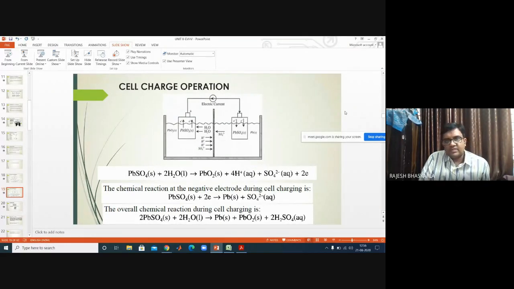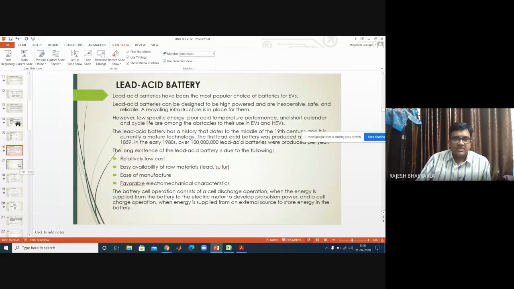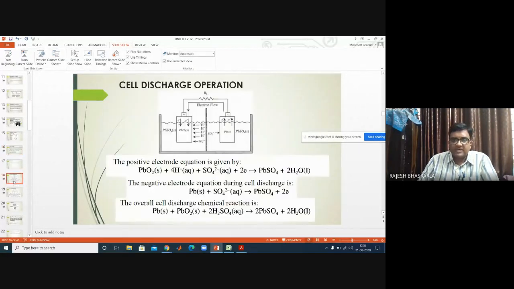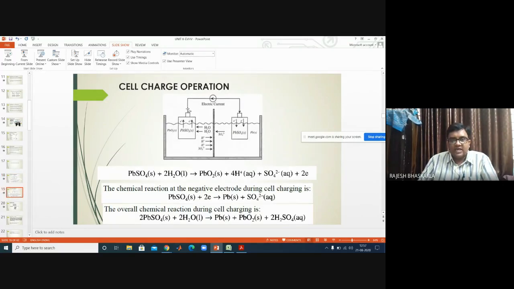In this class, we have understood what are the different batteries that we are using for electric vehicles and hybrid vehicles, and also the components of an electric battery, which is a rechargeable battery, and then what is a lead acid battery and the advantages and disadvantages of a lead acid battery. The advantages of lead acid battery are its cost, its material and ease of manufacture, and the disadvantages are that it has a low specific energy and poor cold temperature performance. Then we understood the operation of a lead acid battery, what happens at the positive electrode and at the negative electrode during discharge, and similarly during charge. This is what we have understood in this class. Any doubts?